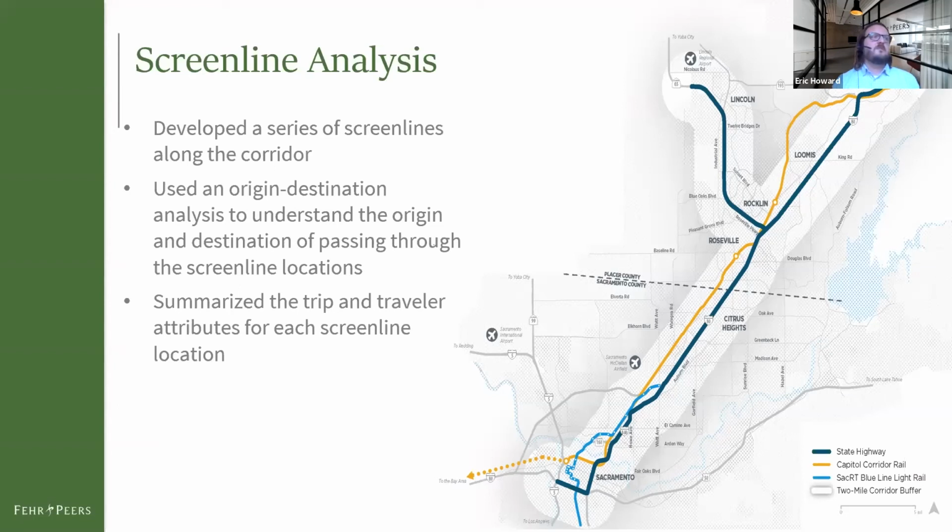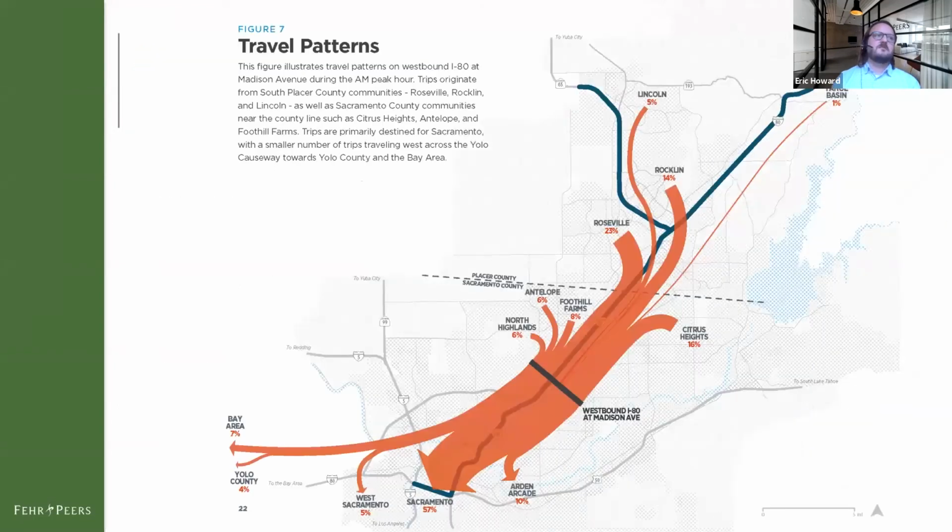One of the nice outputs that we were able to generate from those different data sets is a summary of the travel patterns. For this particular example, it's just looking at one Screenline location, westbound I-80 at Madison Avenue. What was surprising about this process is that travelers passing through this corridor during the AM peak period weren't just coming from Placer County, weren't just commuters coming in from Roseville or Rocklin. There were quite a few people that came in from northern Sacramento County, like Citrus Heights and these other areas, to downtown Sacramento. So that was an additional insight that we were able to gain from using this data.